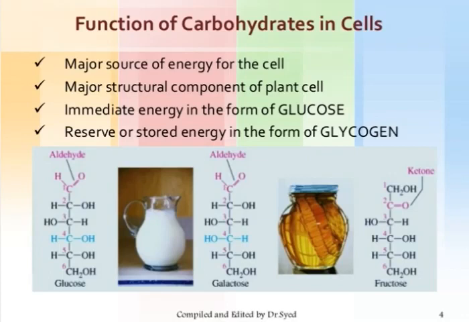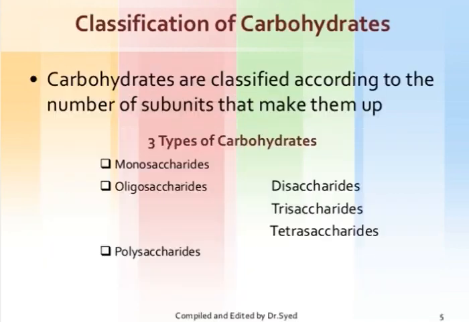It is the major source of energy for the cell and the major structural component of the plant cell. It gives immediate energy in the form of glucose, and reserve or stored energy in the form of glycogen. These are mainly aldehydes and ketones. Let's study the classification of carbohydrates. Carbohydrates are classified according to the number of subunits that make them up. That means monosaccharides.